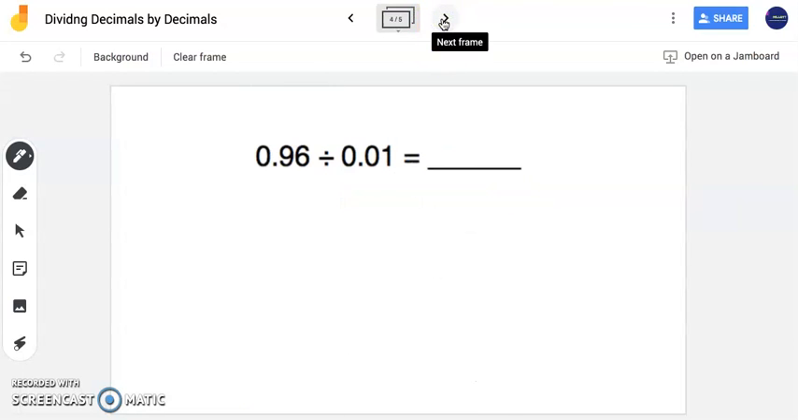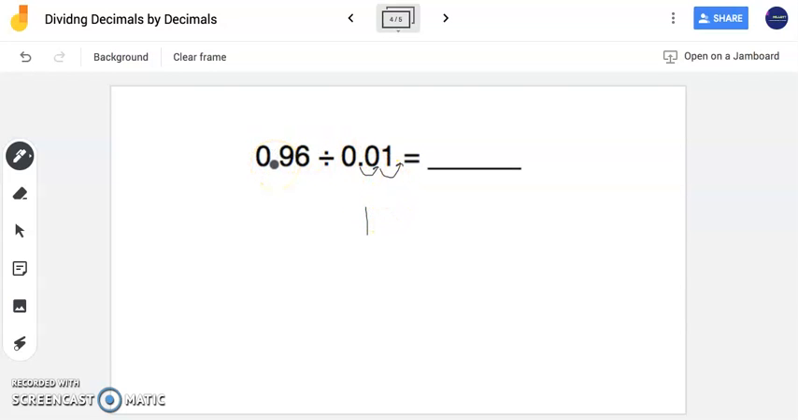Now, for my next problem here, I have 96 hundredths divided by 1/100th. Now I look at my divisor and I see that I have 1/100th. I want to eliminate my decimal point. Now if I multiply by 10, moving it one place to the right, I still have now 1/10. I want to eliminate that completely. So instead of multiplying by 10, I want to multiply by 100, moving my decimal point 2 places to the right. Now, if I do that to my divisor, I also need to do that to my dividend.